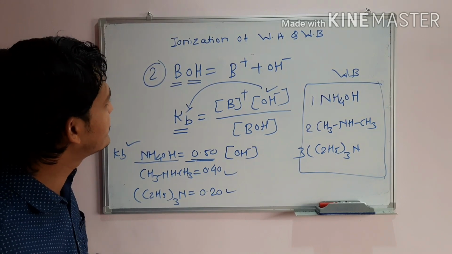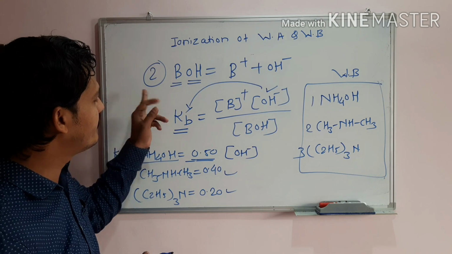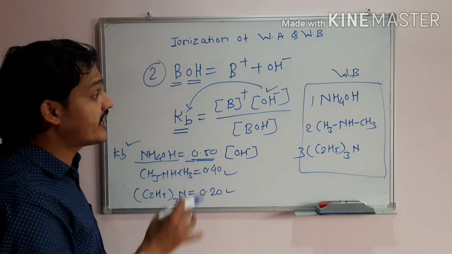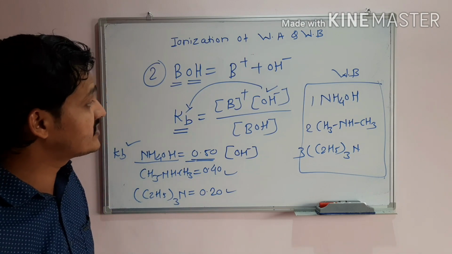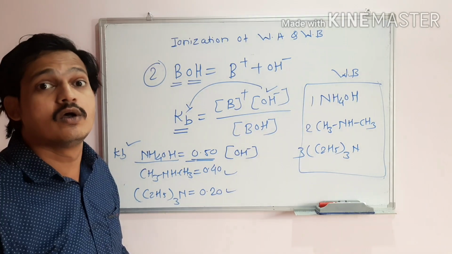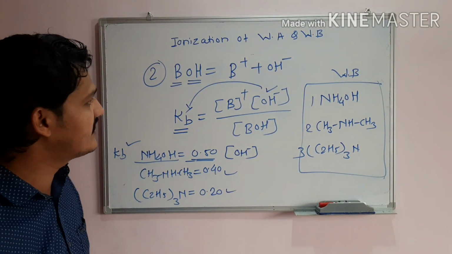Okay, now in this lecture we studied ionization of weak acid and weak base, that is weak acid HA and weak base BOH. From this data we will derive the expression for Ostwald dilution law for weak acid and weak base in the next video lecture. Hopefully you have understood this video lecture. Thank you.